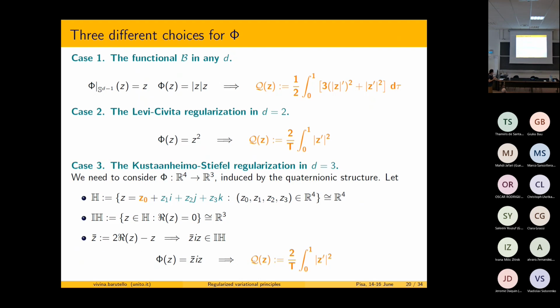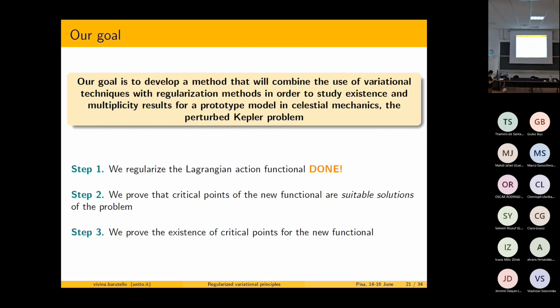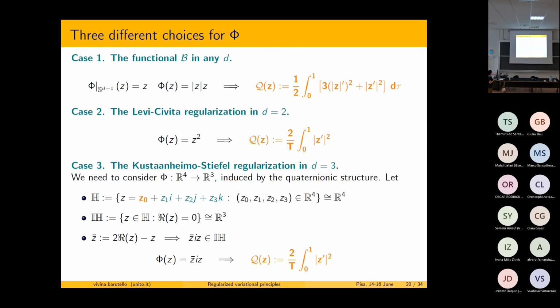And here I wrote the three main situations that we analyzed. Not the three main, the only three situations that we analyzed. Oh, sorry. The first one is the most general one, for any dimension, we take this function phi, and the term Q becomes this term here. While if you work in 2 or 3 dimensions and you consider the Levi-Civita regularization, or this is a little bit different, the Kustaanheimo-Stiefel regularization that now I will explain a little bit.